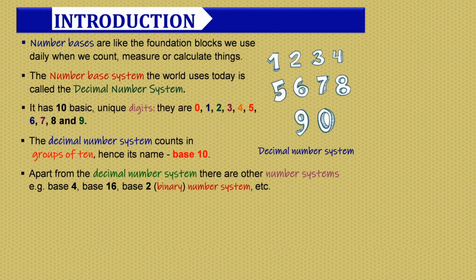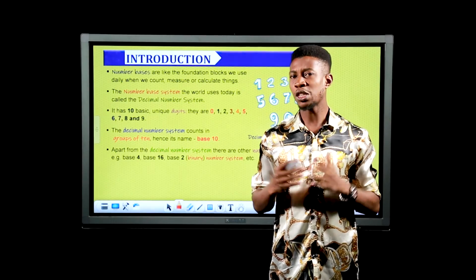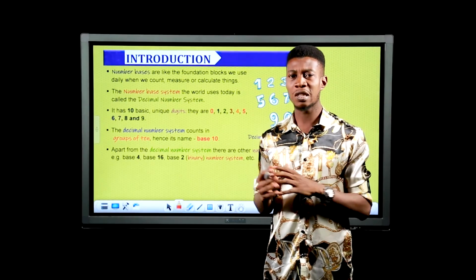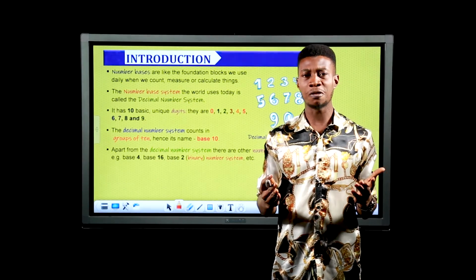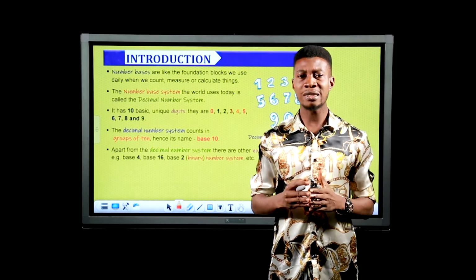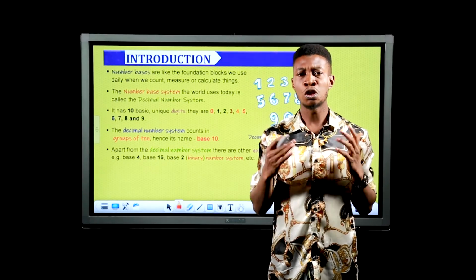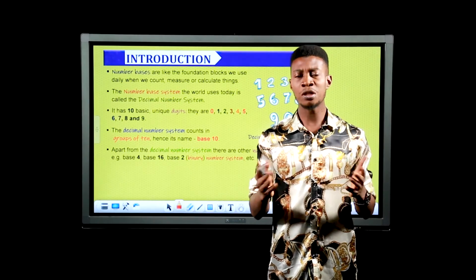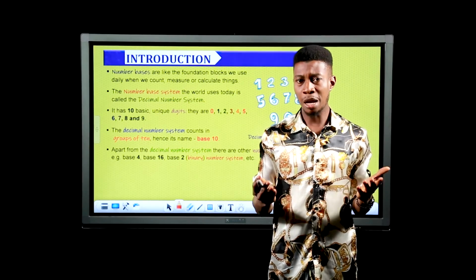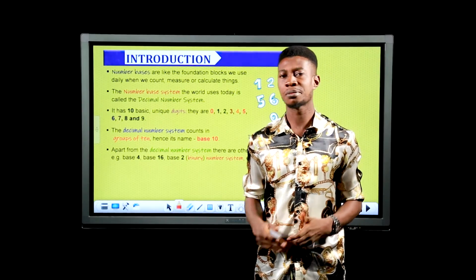Now, just like a recap to what we've learned before now, number bases are like foundational blocks we use when we count, calculate, or measure things. We also mentioned the fact that the decimal number system is the most common number system. Apart from the decimal number system, there are other number systems. For example, the binary number system.